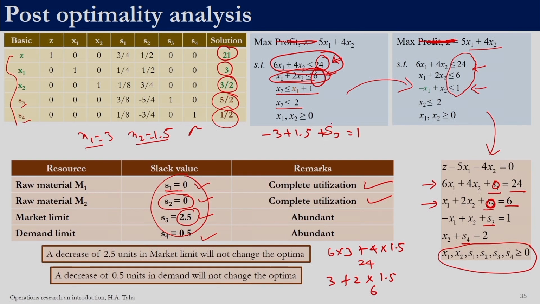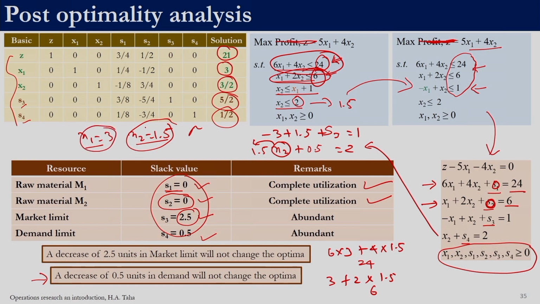So, this equation would be satisfied only when S3 takes a value of 2.5. Similarly, for the final constraint, x2 plus S4 is equal to 2, this constraint over here. So, x2 is currently 1.5, so we can even add 0.5 to meet this constraint, right. What it basically means is that even if we decrease this 2 to 1.5, the optimal solution would not change, because x2 is anyway 1.5. So, even if market demand were to reduce for paint 2, there will not be any change in the optimal amount of x1 and x2 that has to be produced.